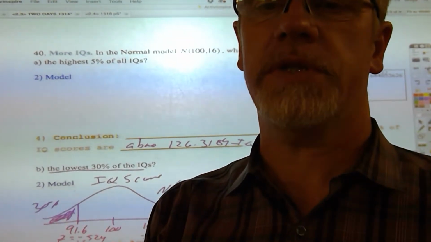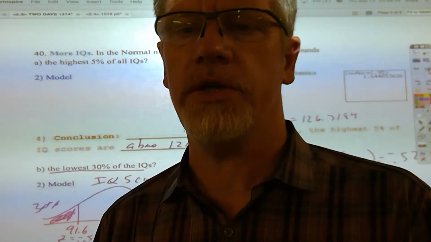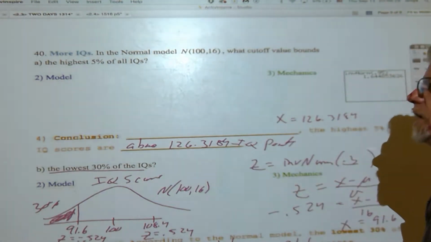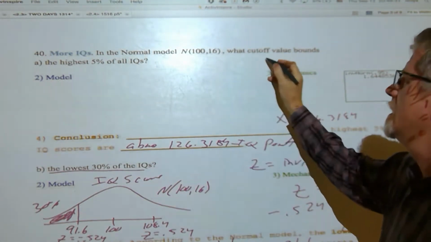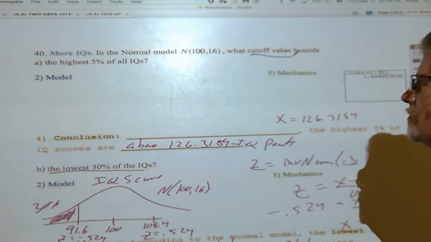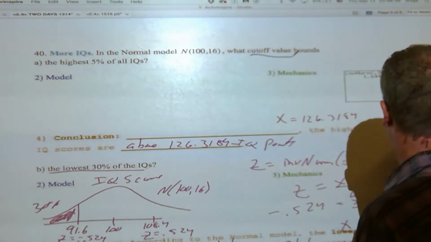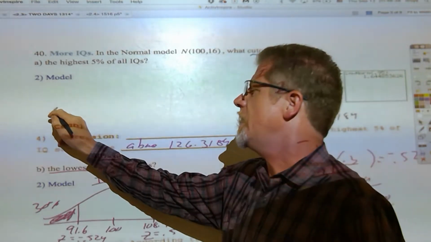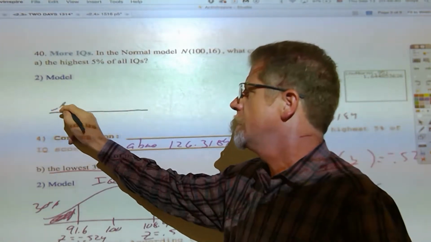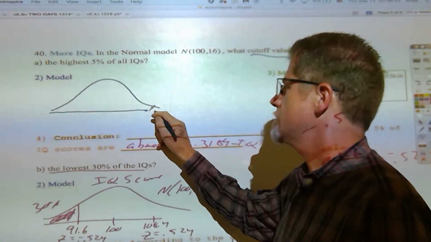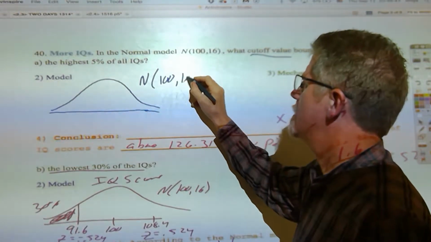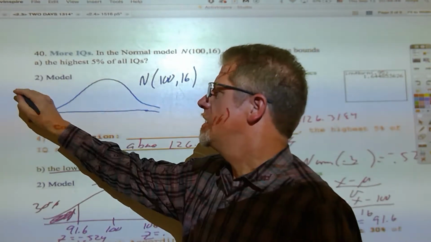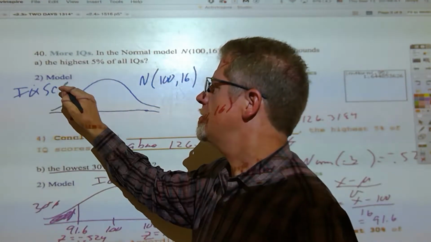So open your notes to problem 40, more IQs. It says, in the normal model, same one we've been working with, 100, 16, what cutoff value bounds the highest 5% of all IQs? So the model for this one is going to have 4 numbers, like the other one. Let's label it N(100, 16). Title is IQ scores.